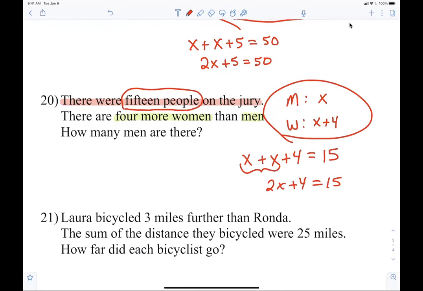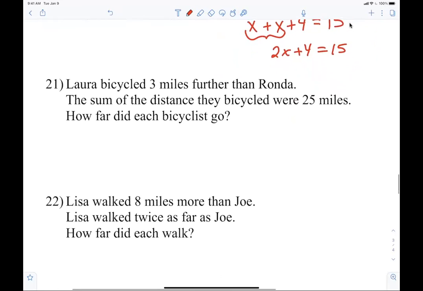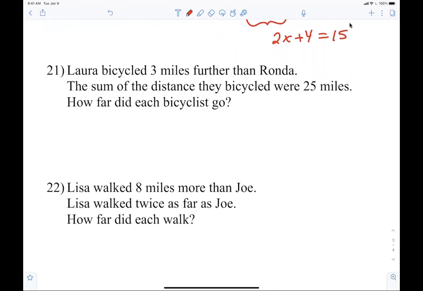All right, Misha, you're up. Laura bicycled 3 miles further than Rhonda. The sum of the distance they bicycled was 25 miles. How far did each bicyclist go? So what do I have to do here? Who are we talking about? Laura and Rhonda. Yep, we're talking about Laura and Rhonda.